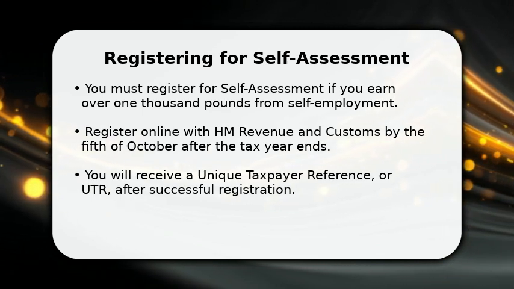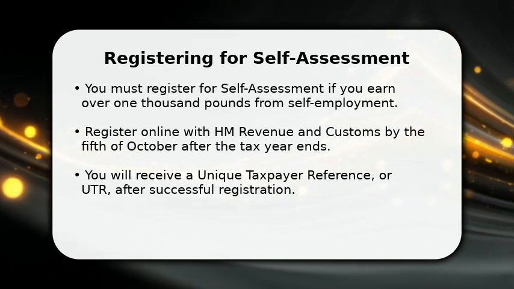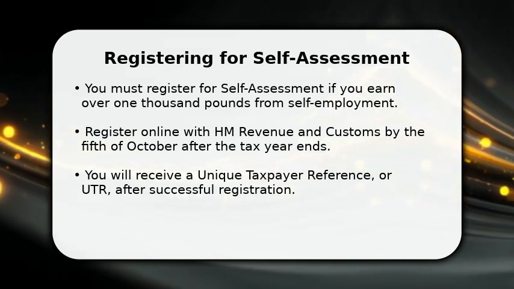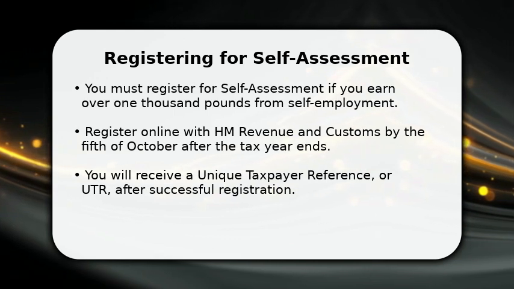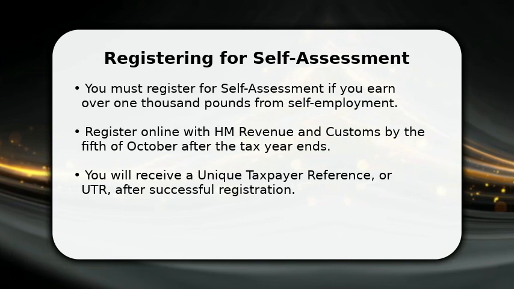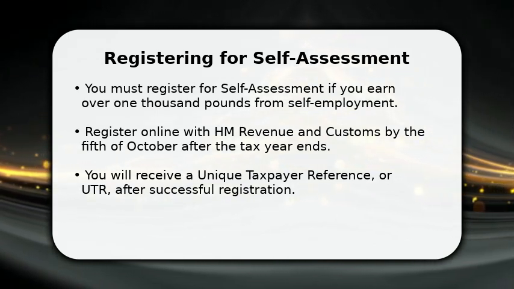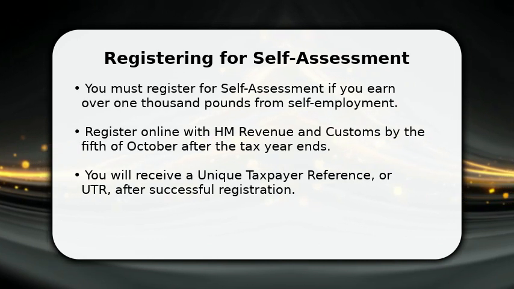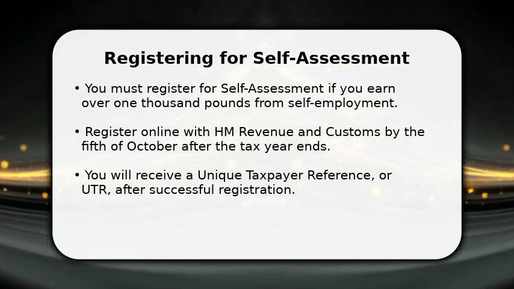You need to register online with HM Revenue and Customs by the 5th of October following the end of the tax year. Once registered, you will receive your unique taxpayer reference, or UTR, which is essential for all future tax dealings. This process ensures you are correctly set up with the tax authorities.